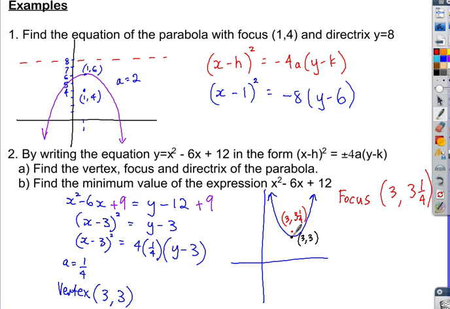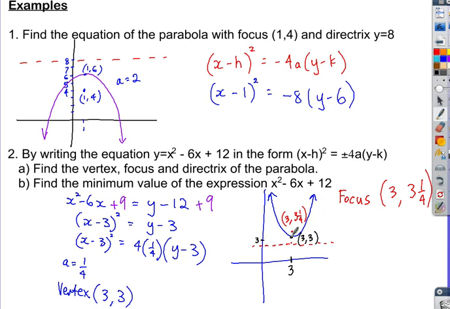Because the focal length was a quarter, you go up a quarter. And then you've got to go down a quarter, and that's where the directrix is going to be. Because the focal length is a quarter, this is 3, and that was 3. And then we move up a quarter, 3 plus a quarter, 3 1/4.